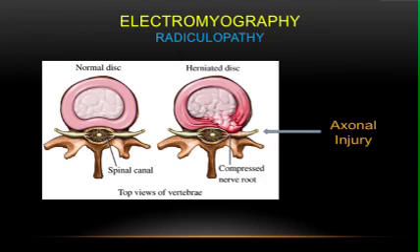herniated disc. This is basically a normal disc. This is your disc. This is your vertebral body. You've got your spinous process, you've got your transverse process. These are the nerve roots here, which come out. This is where the spinal cord runs, and this is a normal spinal canal. Here is a herniated disc, and as you can see, it's compressing the nerve root. And when it's compressing the nerve root, you get axonal injury.